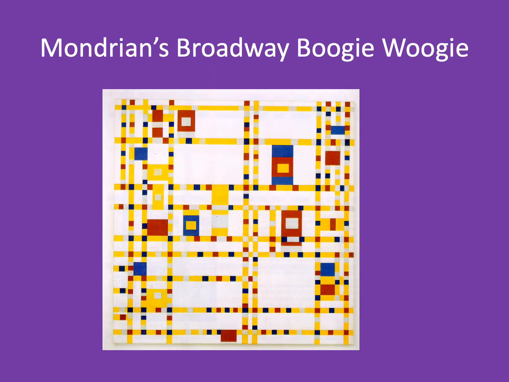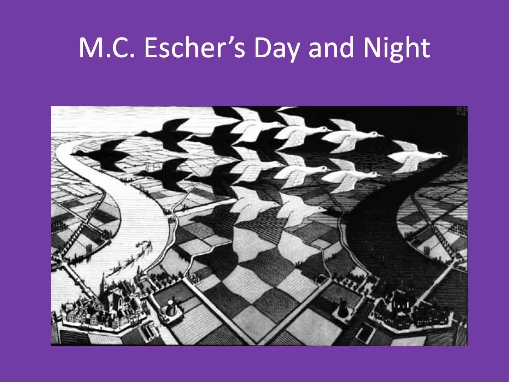This is Mondrian's work we talked about before when we talked about non-objective work, and he mostly worked with rectangles and squares. And then this is some of M.C. Escher's work. Believe it or not, this is a print.